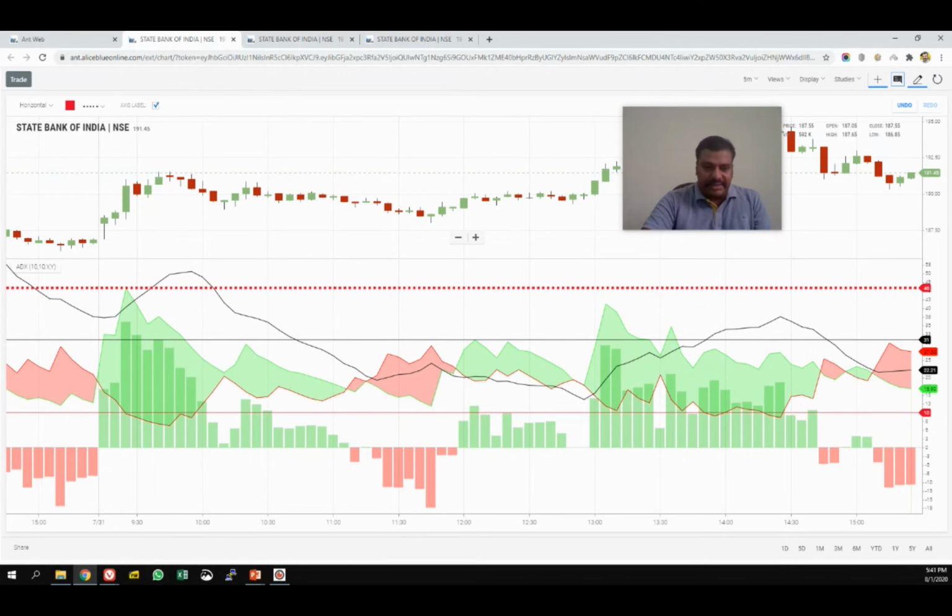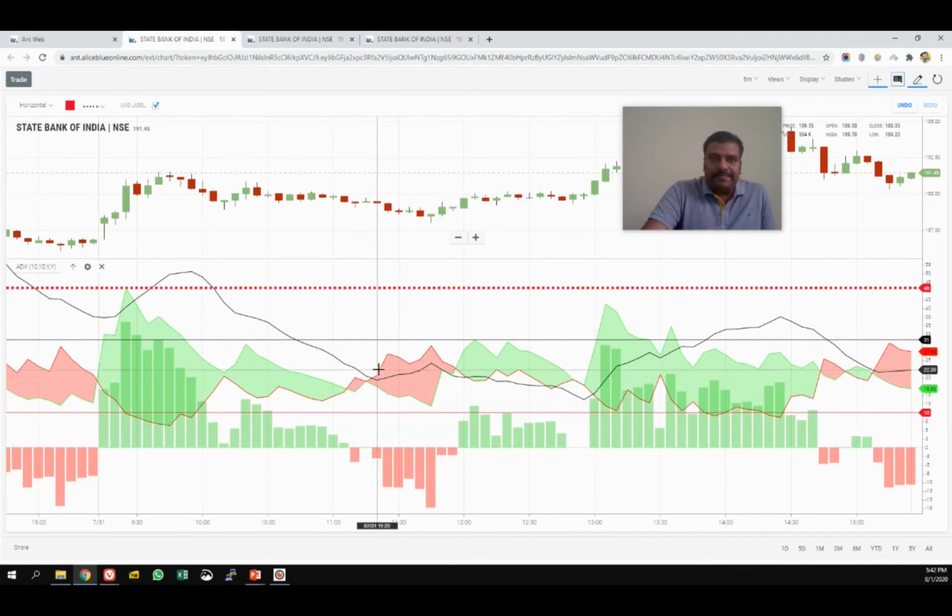Question: is ADX more suitable in a trending market? See, ADX is a supporting tool. It is not everything. ADX is a supporting tool which tells how the market trend is, whether it is strong or weak. See, I'll show you some scenarios.